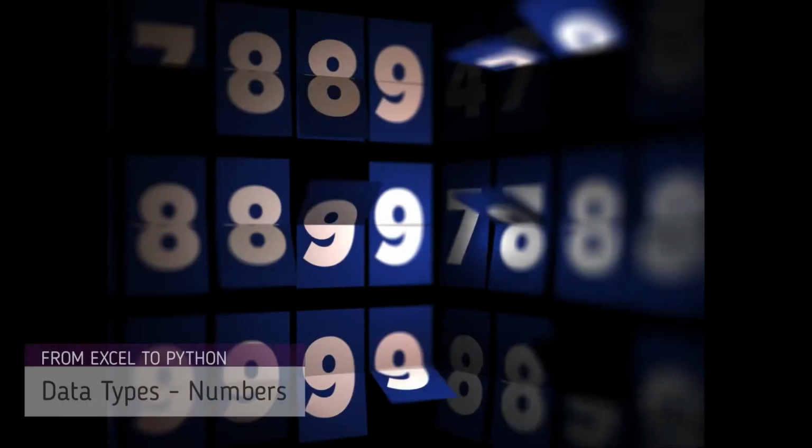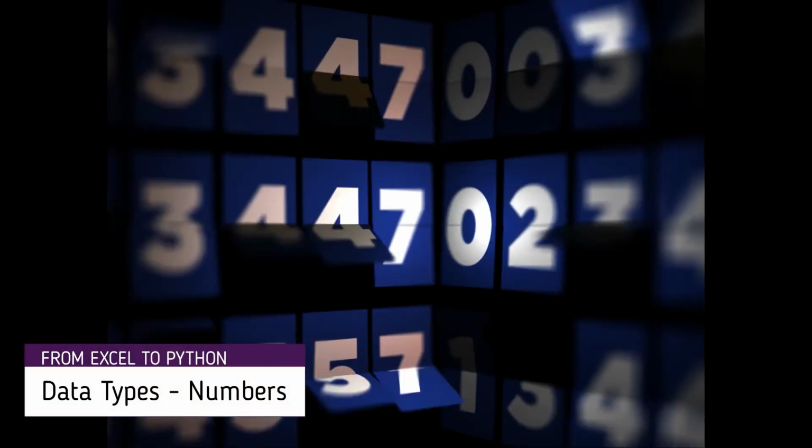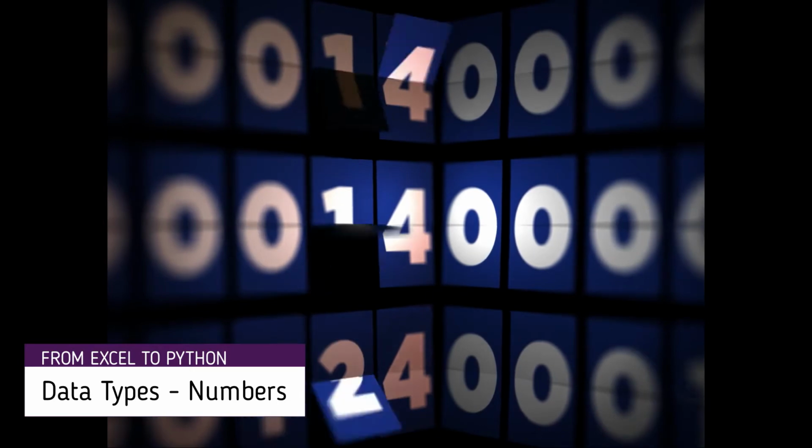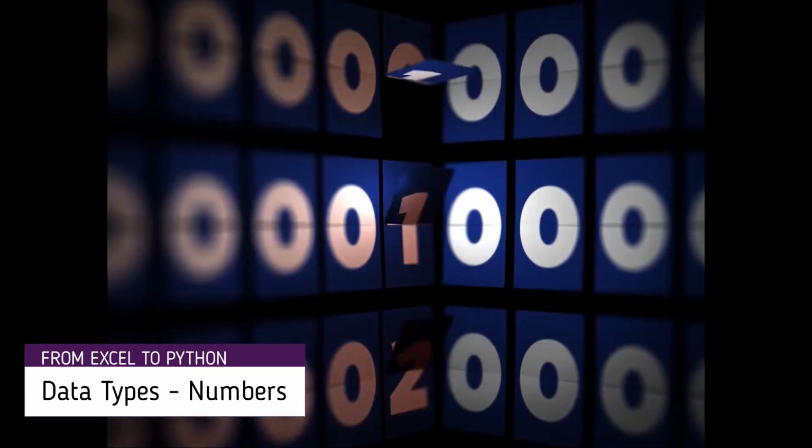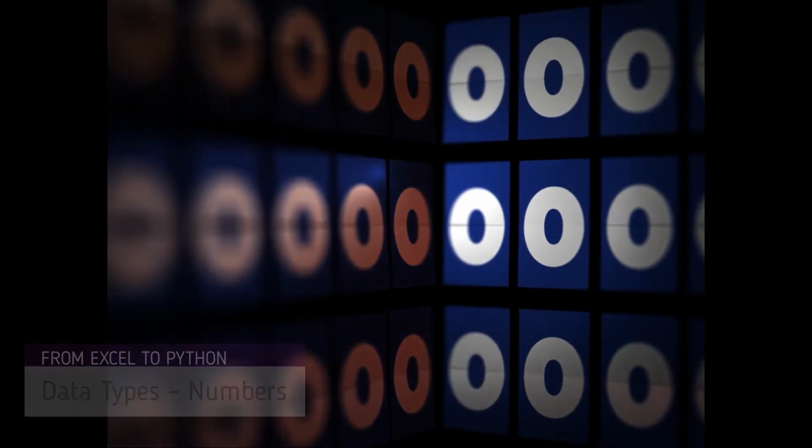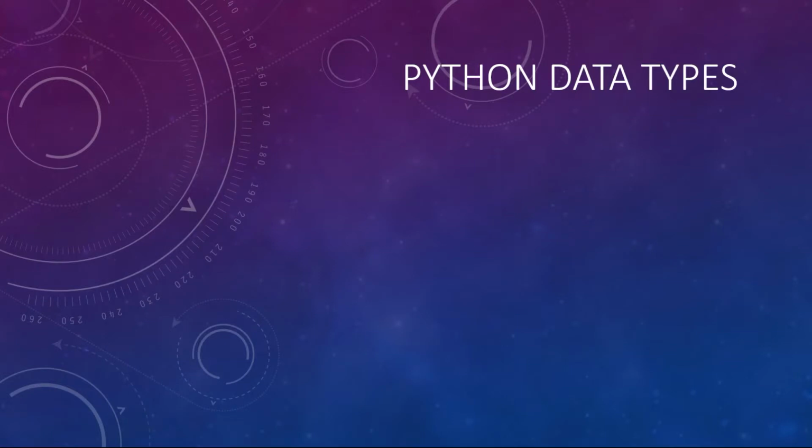We all know numbers 1, 2, 3, 4, etc. We all deal with them in our daily life. Similarly, we use them in all programming languages, and Python is no different from other languages. It has two number data types: one, integers, and two, floating point numbers, or in short, float.